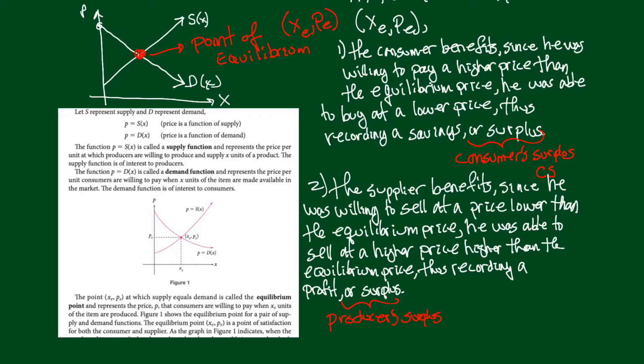So we're going to call that the producer's surplus, and we will name it, how about PS? Sounds reasonable.